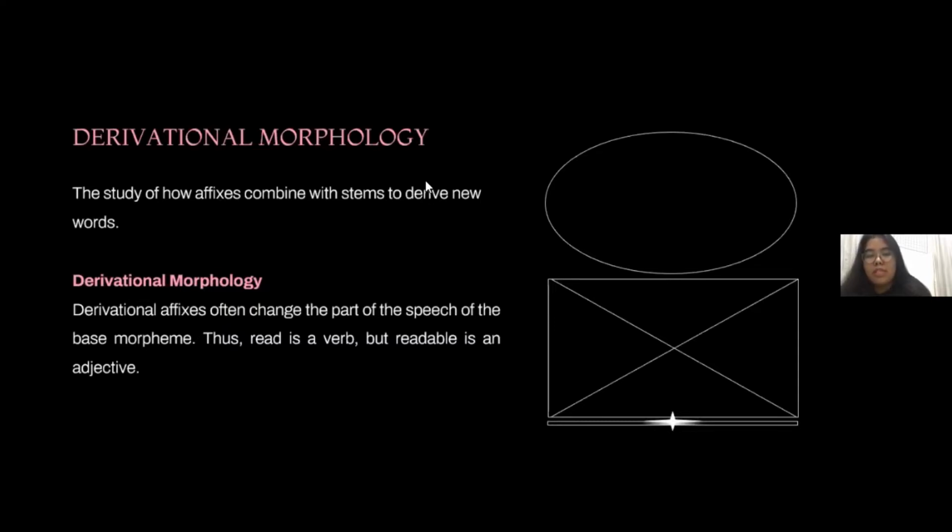Derivational morphology is the study of how affixes combine with stems to derive new words. Derivational affixes often change the part of speech of the base morpheme. Thus, read is a verb, but readable is an adjective.